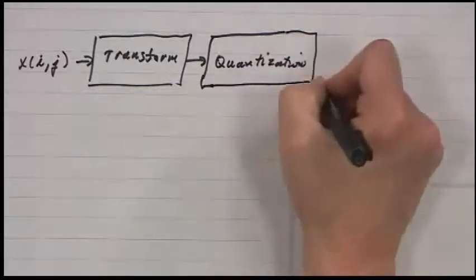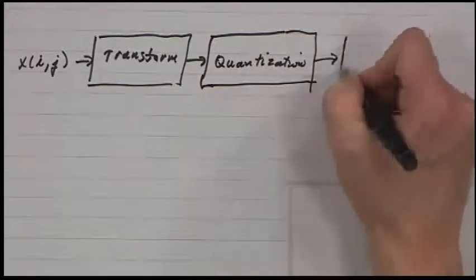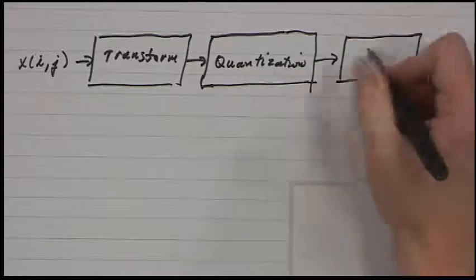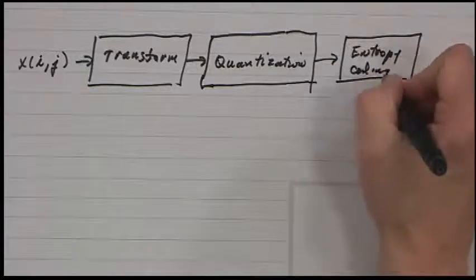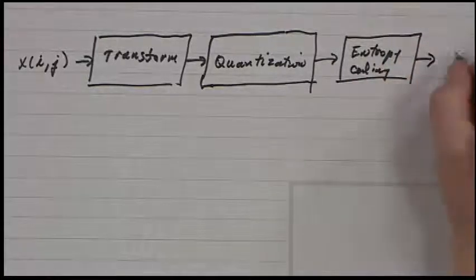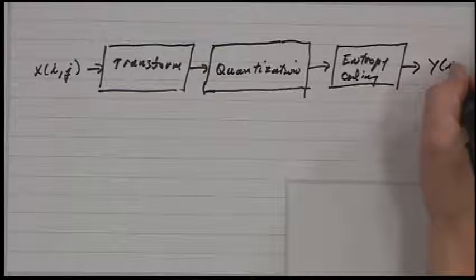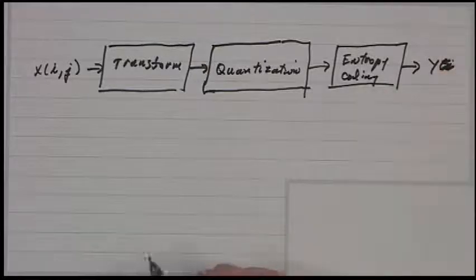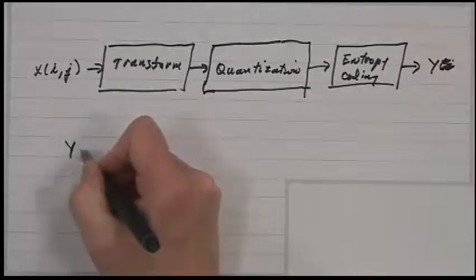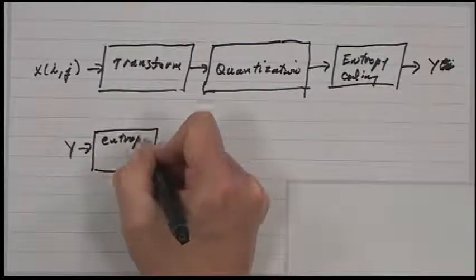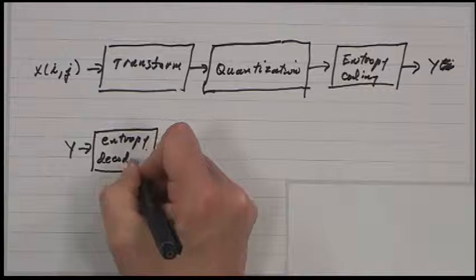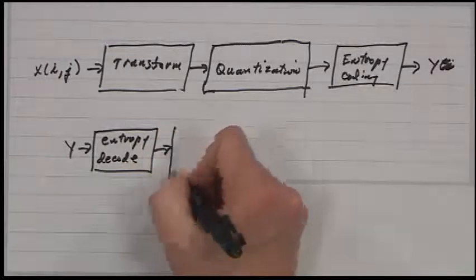Quantization is where the loss actually occurs. And then you have entropy coding. And then that is the coded version of the image. So I'll call that y of ij, I'll just call it y, it's a vector, because it's no longer associated with pixels. And then when you want to decode, you take y and you put it into entropy decoding. And then you put it into inverse quantization.